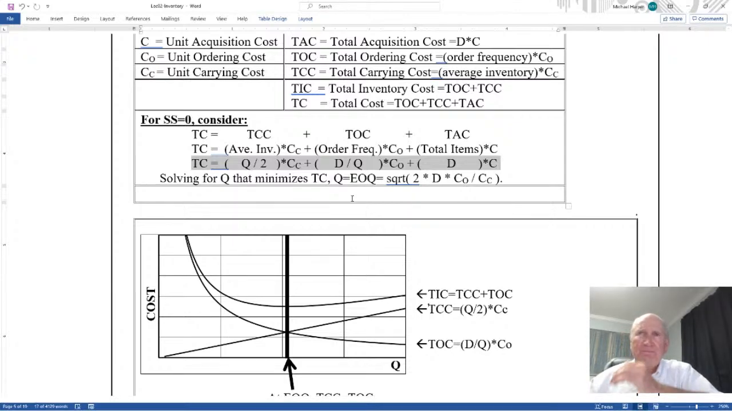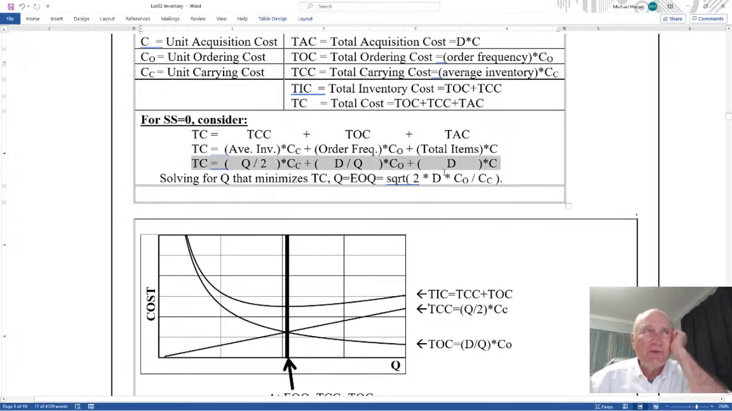The third expression is independent of Q. So I want to solve for Q. I want to know the Q which minimizes my total cost.